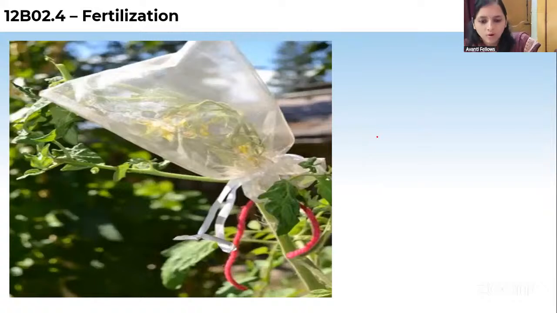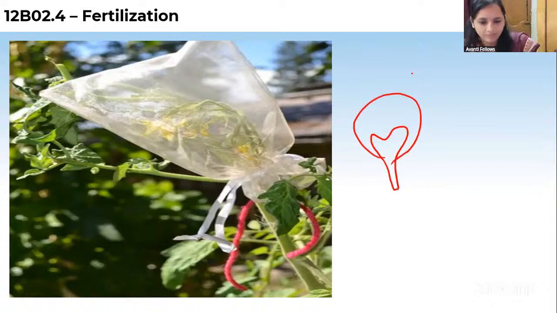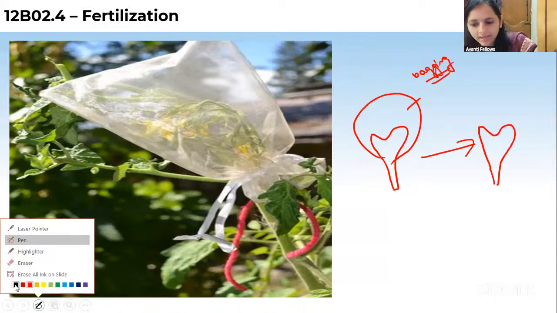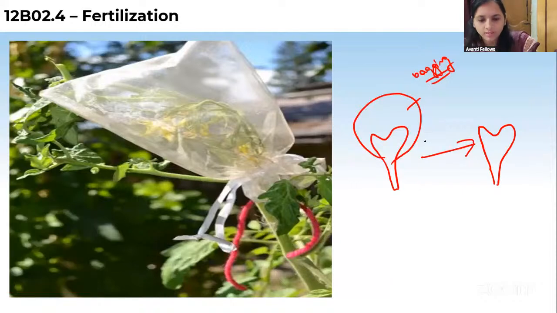We have done the bagging, right? Now we are going to deposit the pollen of our interest. We have chosen a male parent, a male plant which has the dominant character, that is, a good, tall stem.